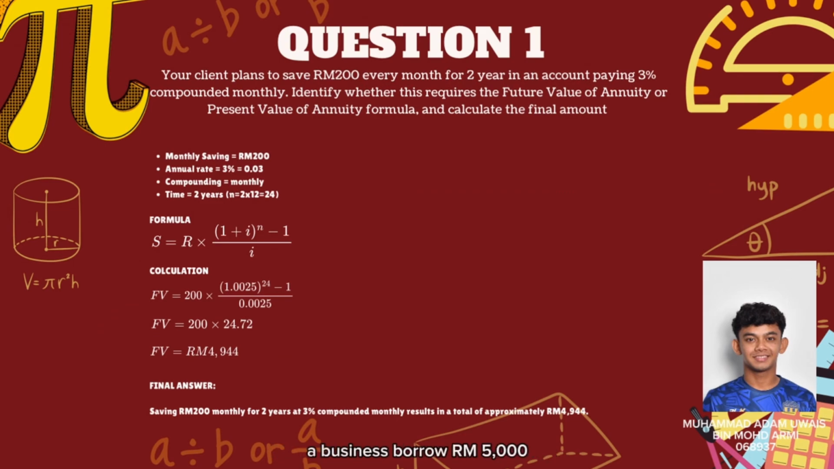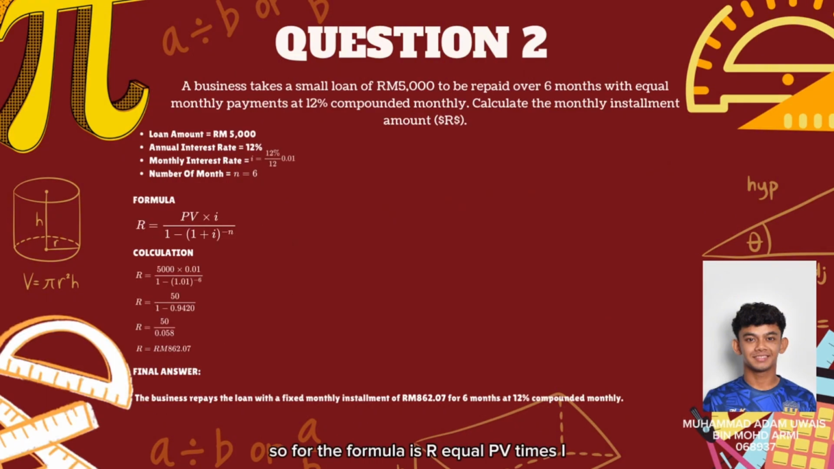Next, question 2. Loan monthly payment. A business borrows Rm5,000 and repays it over 6 months at 12% interest compounded monthly. This uses the present value of annuity formula. The formula is R equals PV times i all over 1 minus (1 plus i) to the power negative n, where PV equals 5,000, i equals 0.01, and n equals 6. We put it into the formula. R equals 5,000 times 0.01 all over 1 minus (1.01) to the power negative 6.